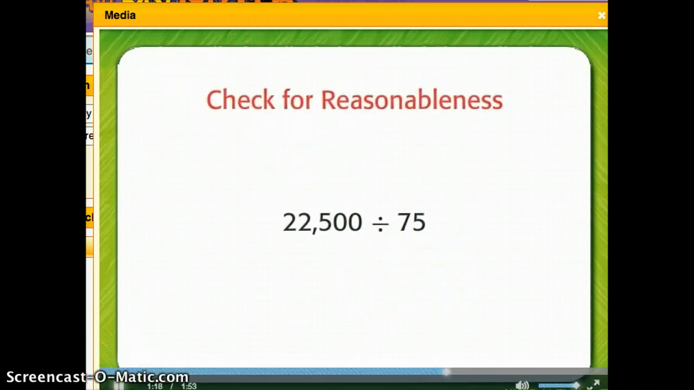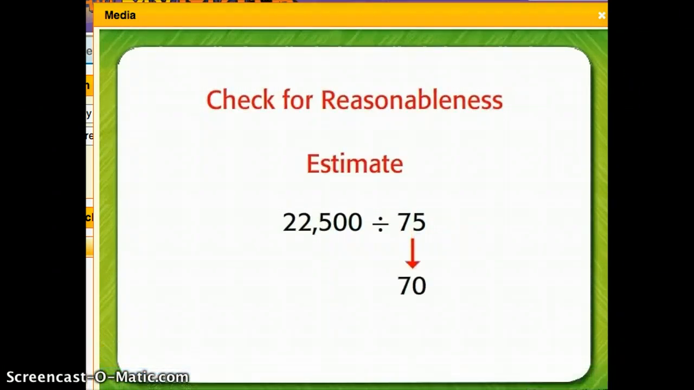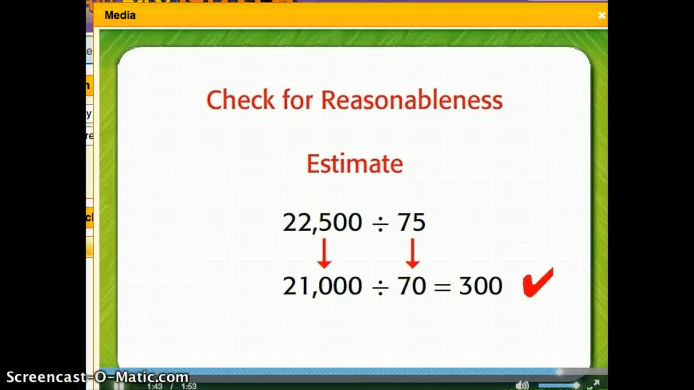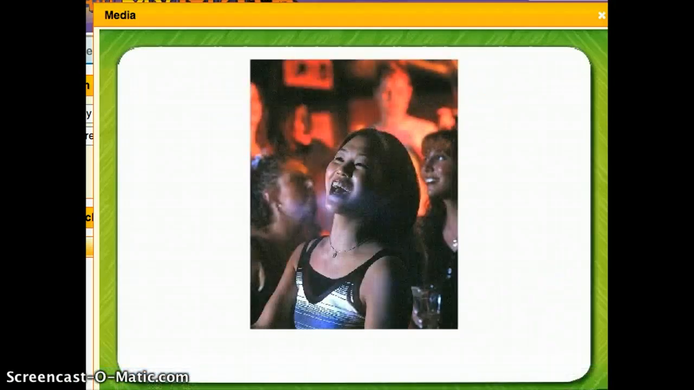Let's check for reasonableness by estimating. Round 75 to 70 because 21 and 70 are compatible numbers. Replace 22,500 with 21,000 because 21 and 7 are compatible numbers. 21,000 divided by 70 equals 300. Our estimate of 300 equals our exact answer of 300. So our answer checks. So 300 people purchased front row tickets.